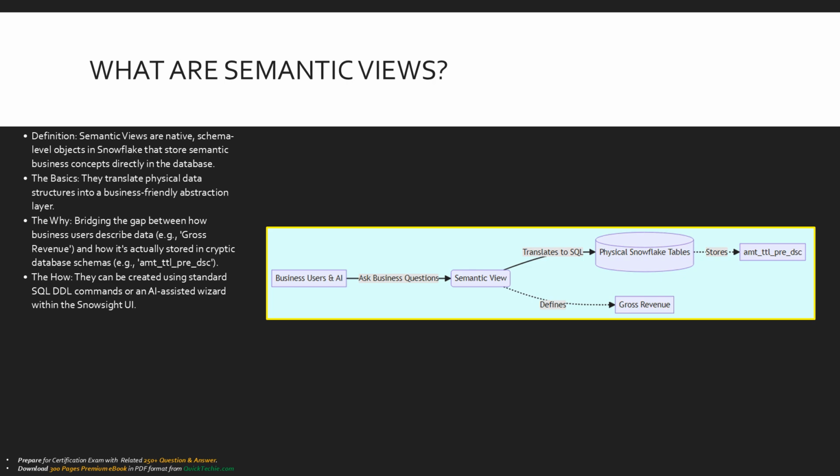Looking at this flowchart, you can see the strategic position of the semantic view. On the left, your business users and AI applications ask questions using standard business terminology. Instead of hitting the physical tables directly, their requests are intercepted by the semantic view. This view acts as the brain, translating a concept like gross revenue down into the complex physical reality of AMTTTL pre-DSC stored in your tables on the right. This decouples your business logic from your underlying storage architecture.